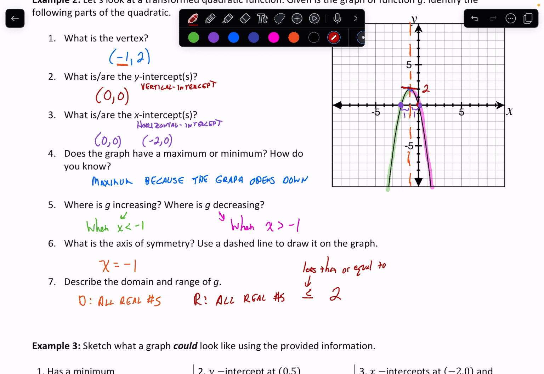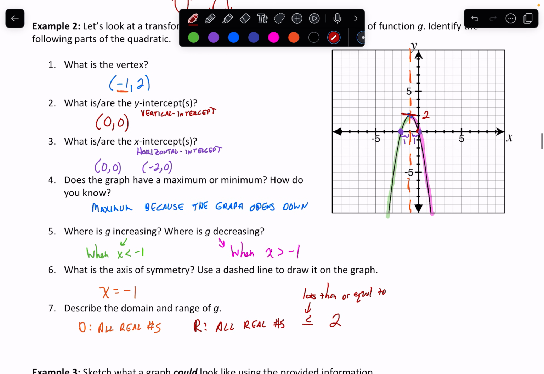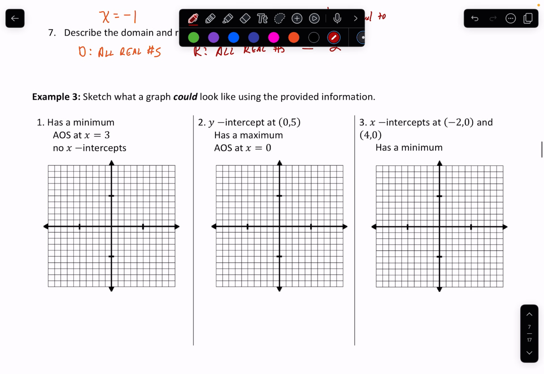Okay, so there's another example of identifying those key features. To close us out, we're just going to look at this example. Sketch what a graph could look like using the provided information. All right, so in number one, what it could look like.